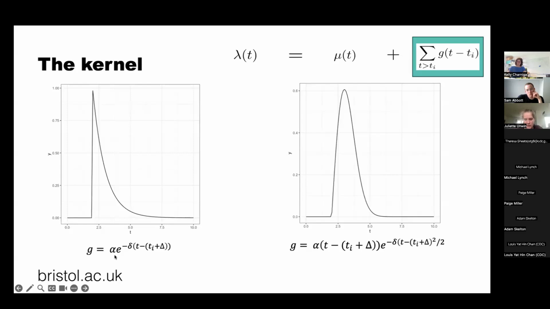Then we have these two parameters, this alpha parameter and this delta parameter, in both. Alpha is like a magnitude, that controls the peak. So if you have a high alpha, there's a strong peak in your kernel. And this delta tells you how quickly the infectious profile decays. So if you have a treatment for a disease, delta is likely to be shorter than if there is no treatment.